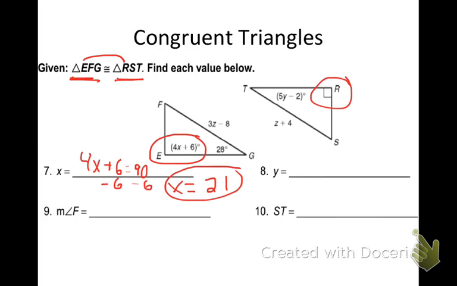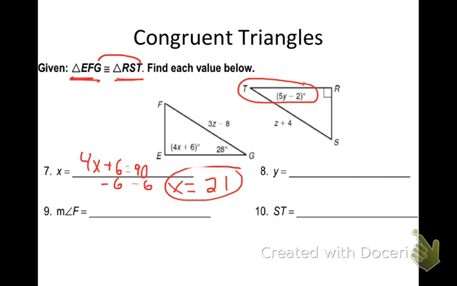Nice job. I can do number 8. Number 8 says, once we find y. Well, y is shown over here with t. It says 5y minus 2. What else can I use to help me with t?